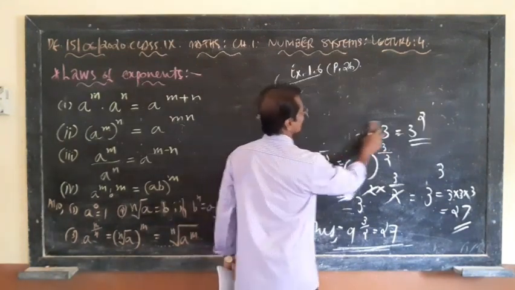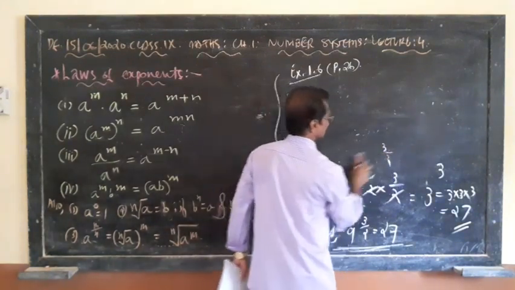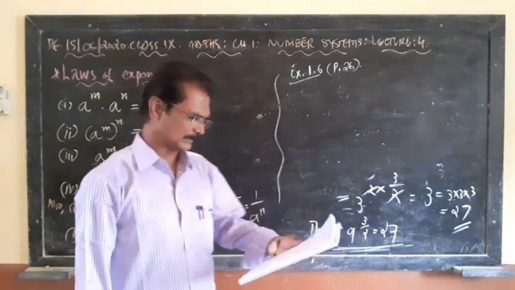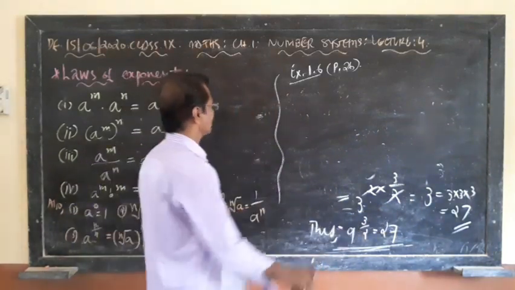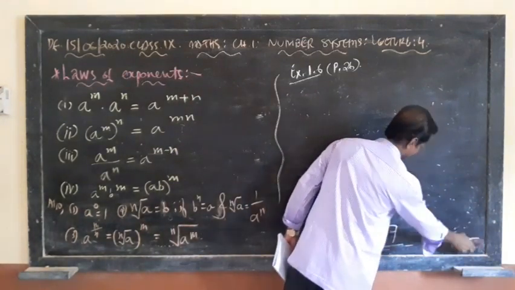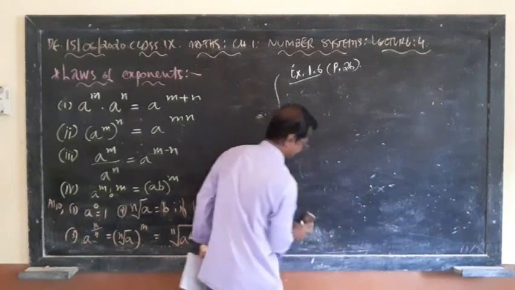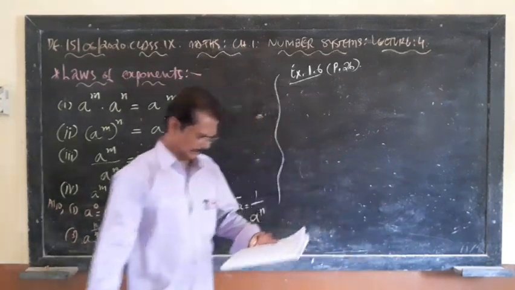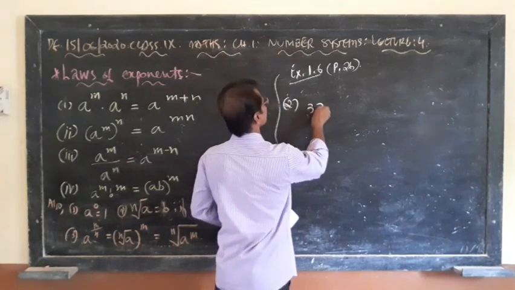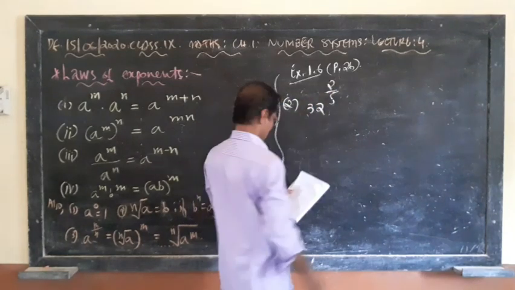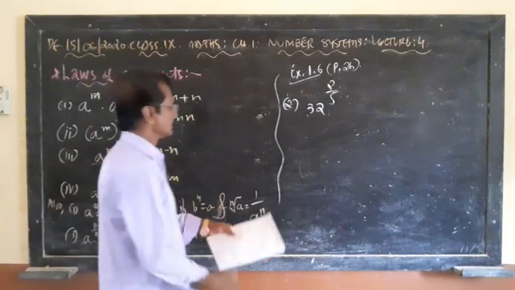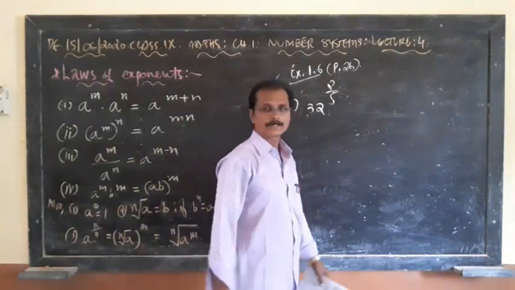Next question is question number 26. Question number 32 raised to 2 upon 5. Find the value of 32 raised to 2 upon 5. Okay. Now 32, you have already done it.